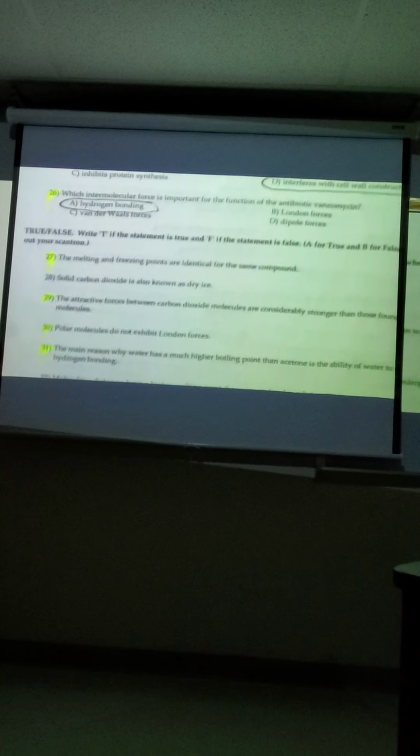Number 26, how does it work? How does it attach to bacteria? And that's through the strongest glue. That's why antibiotics are effective, because they have strong glue that has to be broken. So hydrogen bonding always. See that in the notes as well.